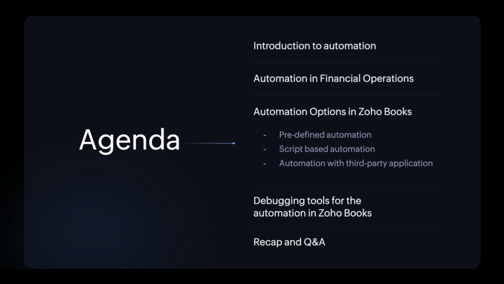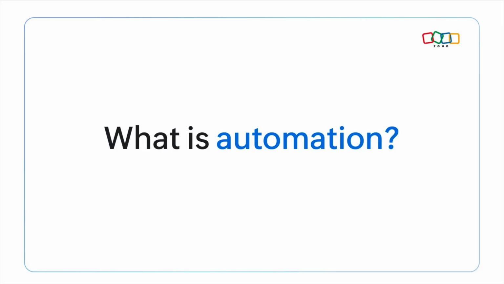We have 3 types of options available in Zoho Books, and since it is automation, we also need an option to debug what the issue is, or whether the automation has worked or not. So we have to check that, right? So we have the debugging tools for the automation in Zoho Books, and then we will wind up the session with a recap and a question and answer. So let's start the session.